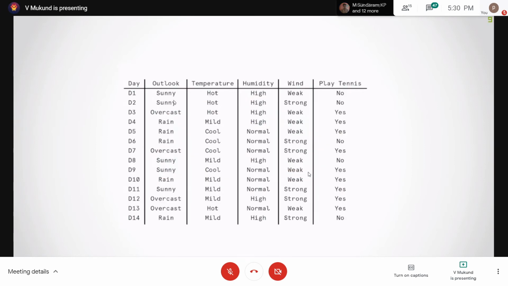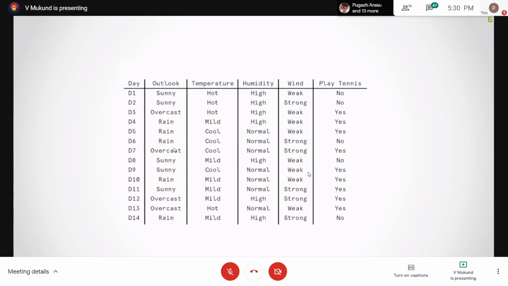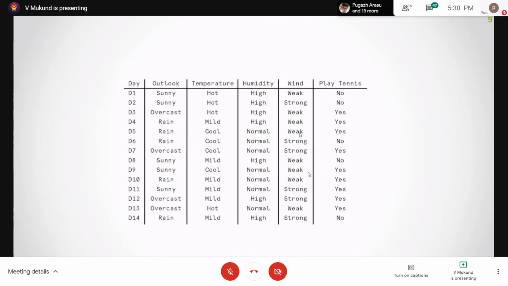But when we go over to sunny and the humidity is high, we always see that we cannot play tennis. So when it's sunny and the humidity is high, it shows we can't play tennis. But when it is sunny and the humidity is, sorry, normal, we always see that we get the output of yes, we can play tennis that day.